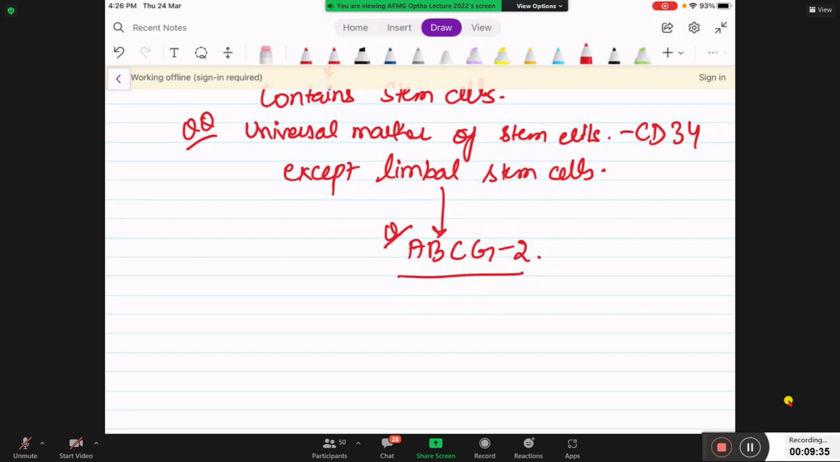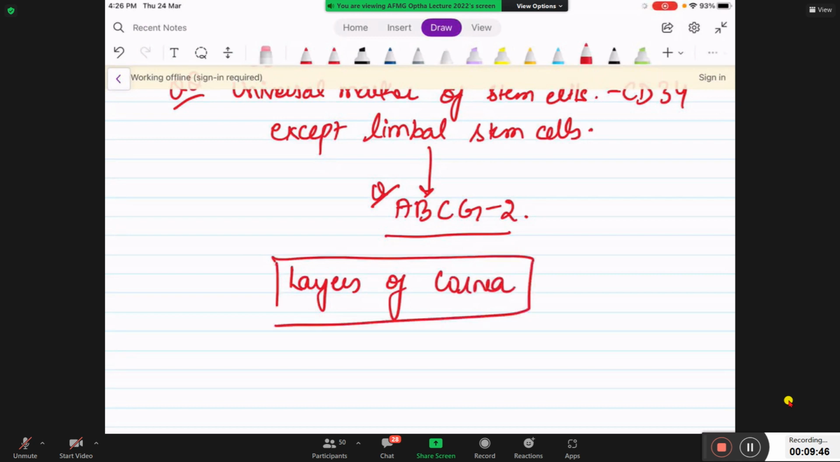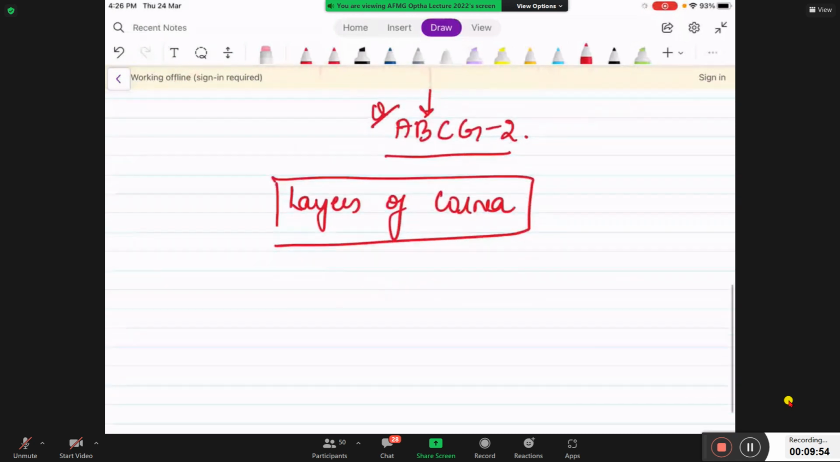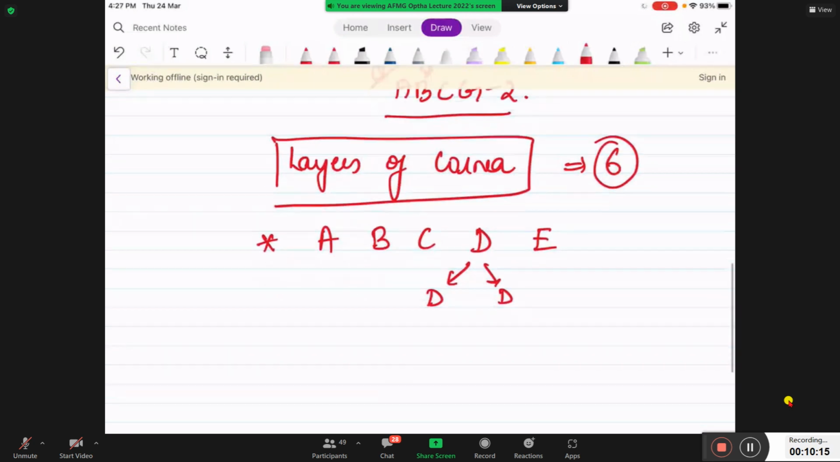Then comes, write down, layers of cornea. So first we will discuss cornea in detail. Cornea, as I told you, is the anterior transparent 1/6 part of your eyeball. Now, layers of cornea. There are total 6 layers. And the mnemonic for layers of cornea, write down, is A, B, C, D, D, E, where there are two Ds.